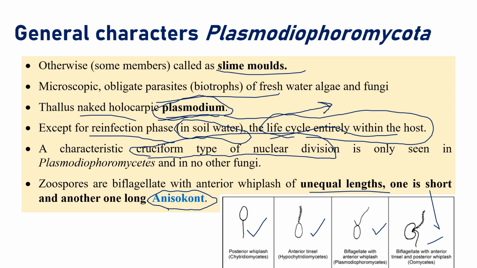Fungi like Chytridiomycota, Hyphochytridiomycota, Plasmodiophoromycota and Oomycota can produce these kinds of flagella, which I have already explained in the types of flagella as well as zoospore morphology. If you missed the class, please refer to that, then only you will understand what this kind of flagella is. So the production of these unequal-length whiplash flagella is the special feature of Plasmodiophoromycota.